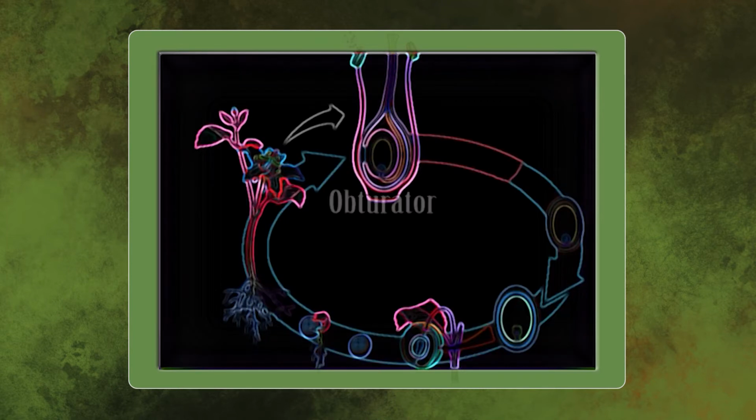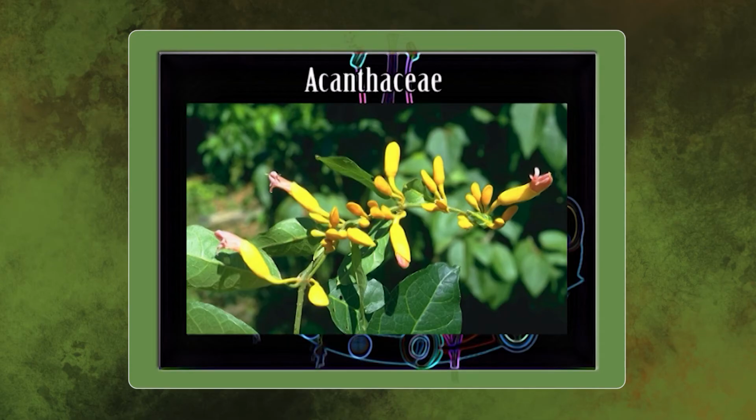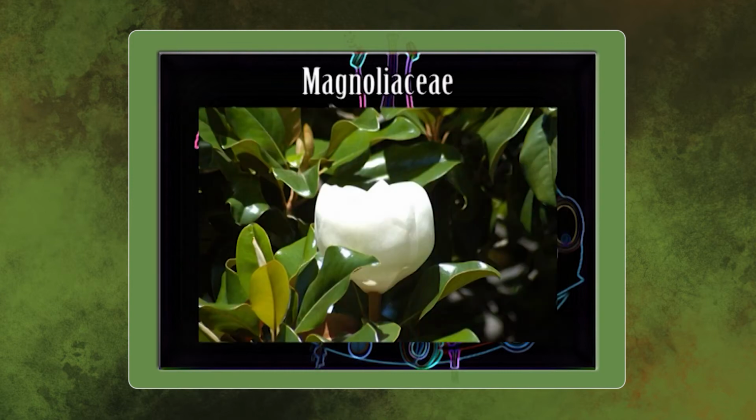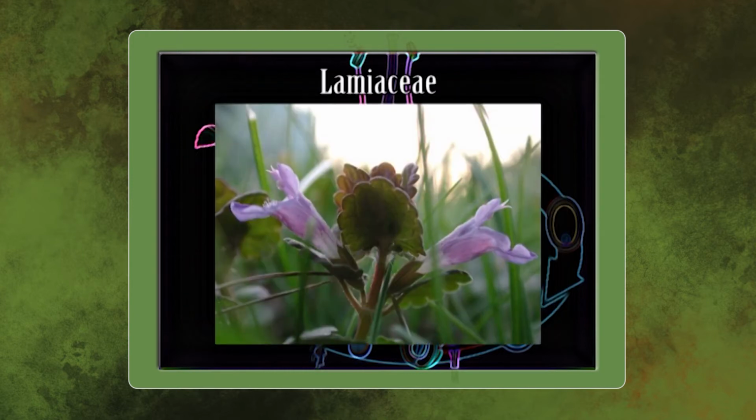Next is obturator. Any ovular structure that directs the growth of pollen tube towards the micropyle is known as obturator. They exhibit great variation in their origin, morphology, anatomy, and extent of development. They may originate from the placenta or funiculus or both. The most common type of obturator found in Acanthaceae, Magnoliaceae, Lamiaceae is formed by the local swelling of the funiculus.